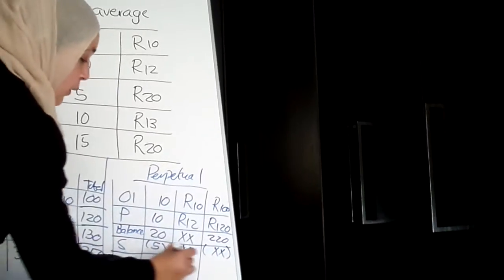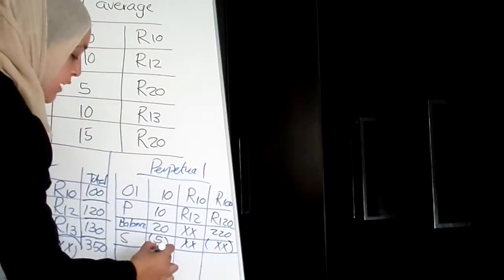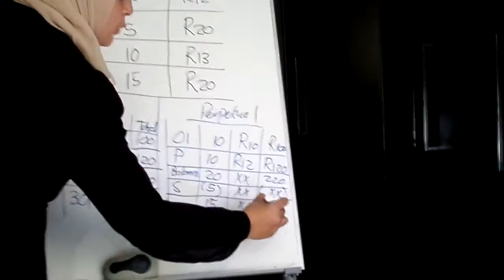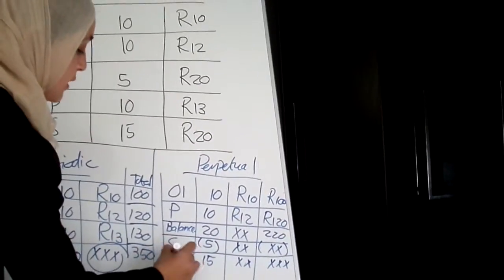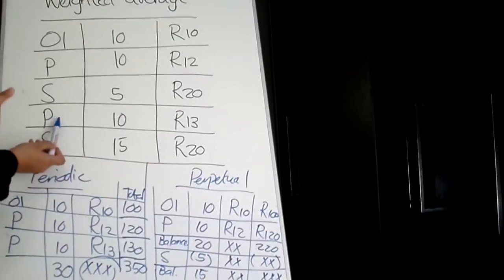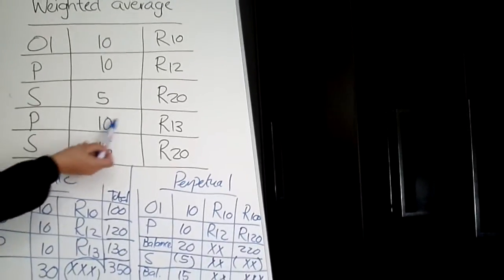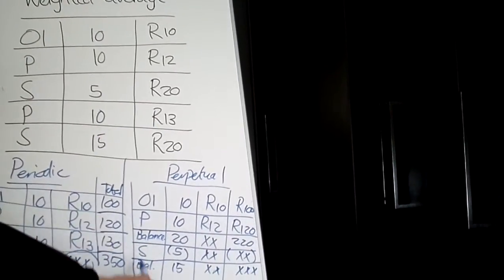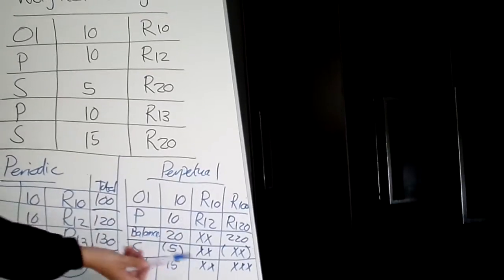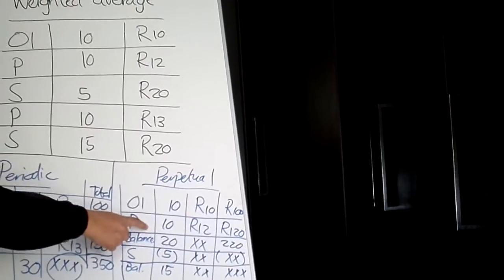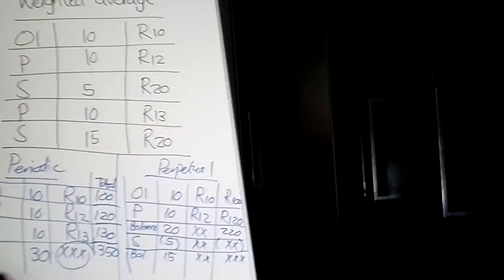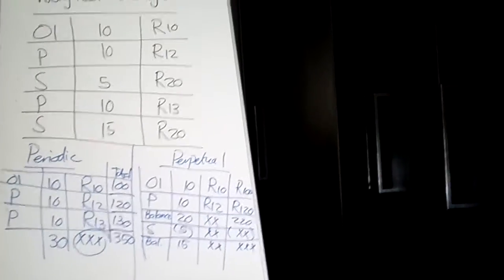After the sale, you draw a line. You say 20 minus 5 gives me 15. 15 times that weighted average will give you your total over there. After that sale, you'll notice that the next transaction on your table is a purchase of 10 at 13 Rand. You're going to put the purchase there and then you will recalculate the weighted average the same way you have done here. Okay, so that's the difference between the periodic and the perpetual for the weighted average cost of inventory.